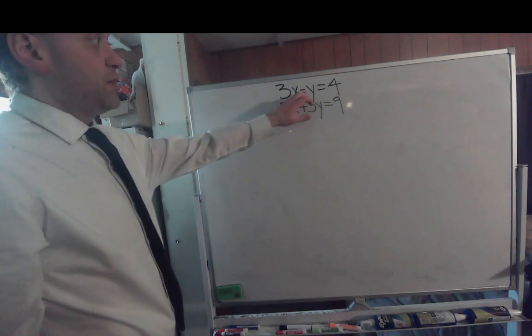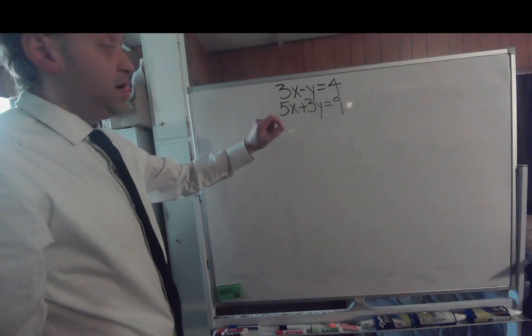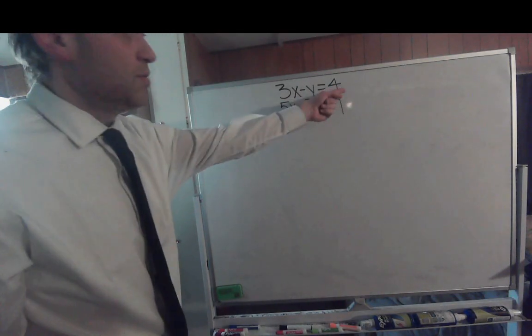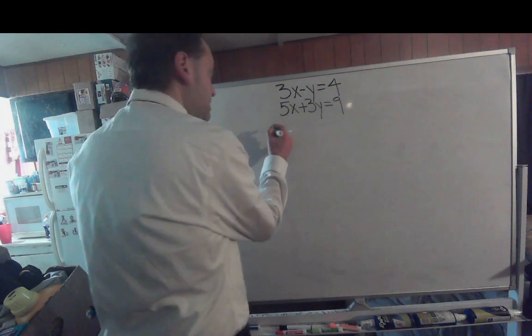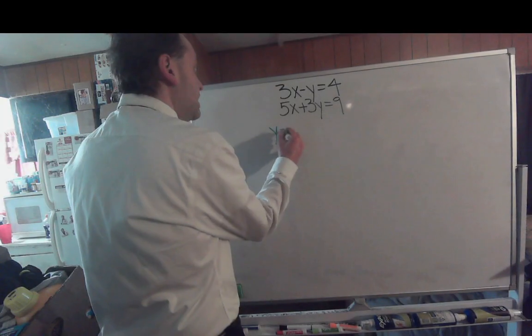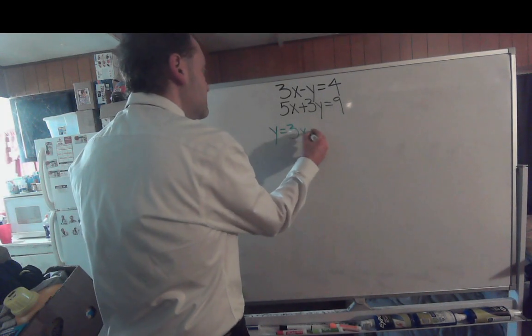Well, in the first one, we have a negative 1 coefficient on the y. If we just move the y to the right-hand side and subtract 4 from the right-hand side, we can get y by itself. That would make y equal to 3x minus 4.